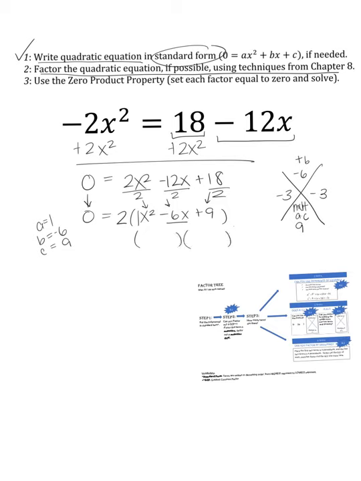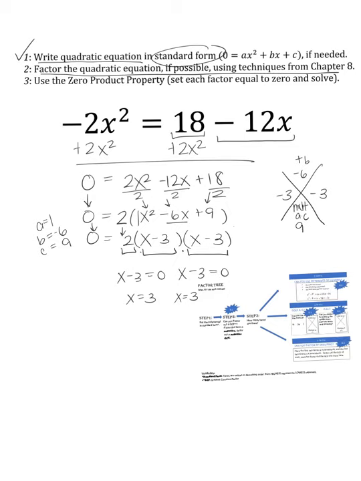Those 2 numbers we can drop straight into a parenthesis, x minus 3 times x minus 3, bring down my 2, and bring down my 0. From our zero product property, we know that if 3 things multiply to be 0, 2 times x minus 3 times x minus 3, 1 or all of them must be equal to 0. So either x minus 3 equals 0, or the other x minus 3 equals 0. Adding 3 to both sides, we get x equal to 3 for both.